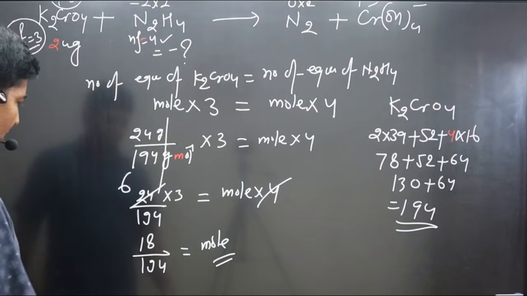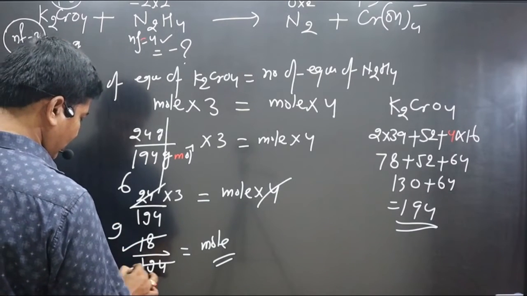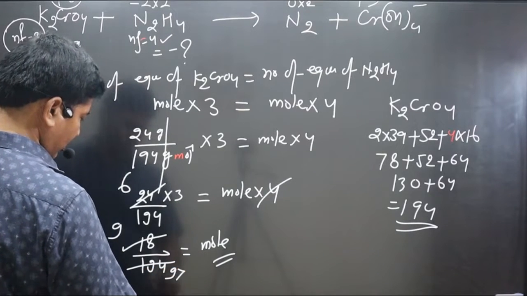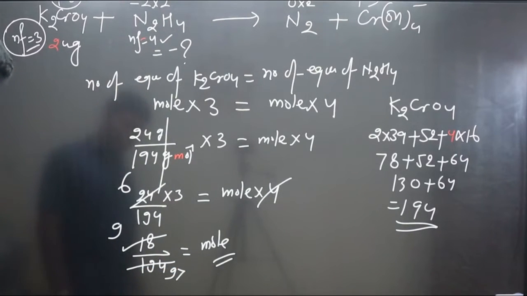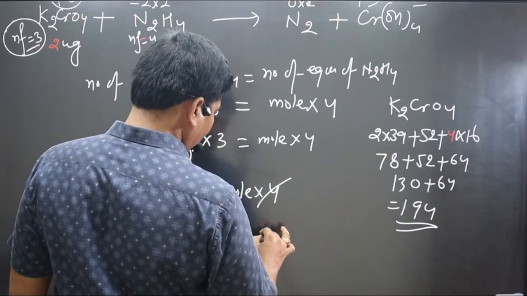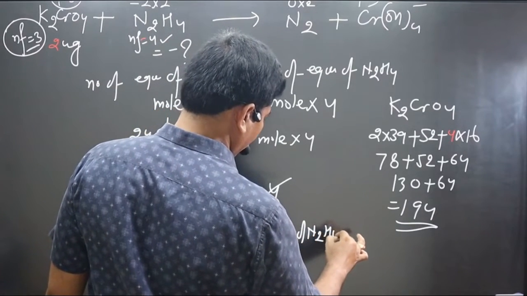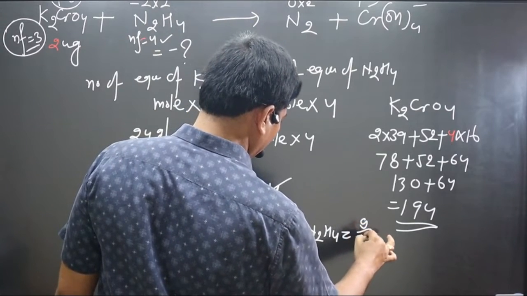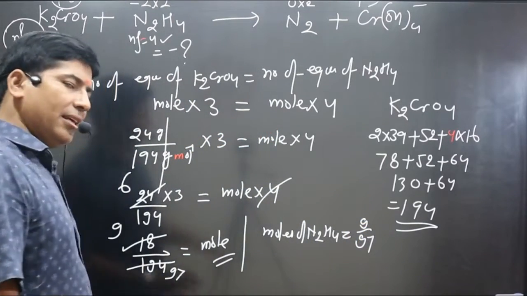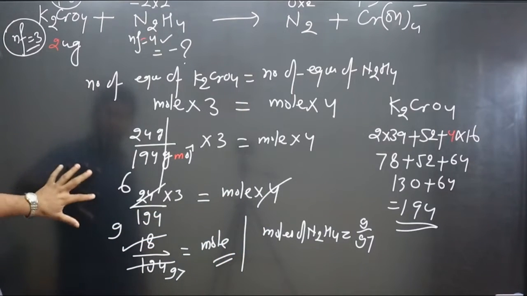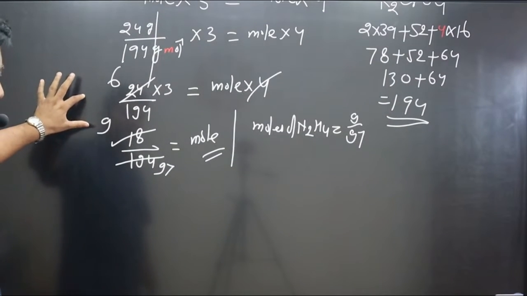If you want to simplify, we can simplify. 2 times 9 is 18, and 2 times 97 is 194. So moles of N2H4 is 9 by 97. Very good. The last step is to convert mole into mass, and that is the answer.